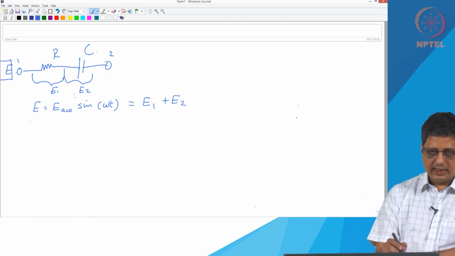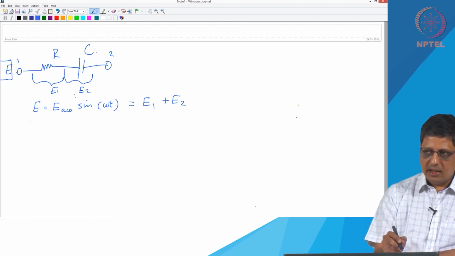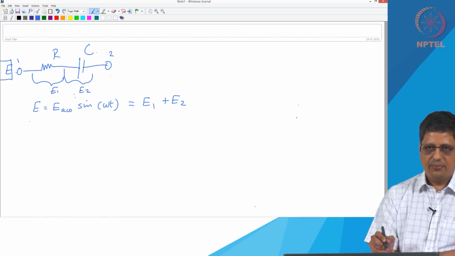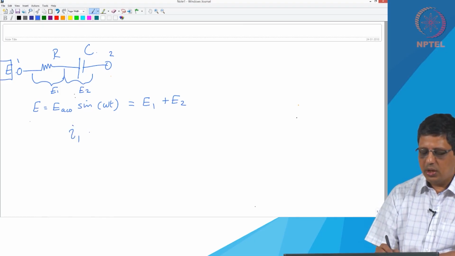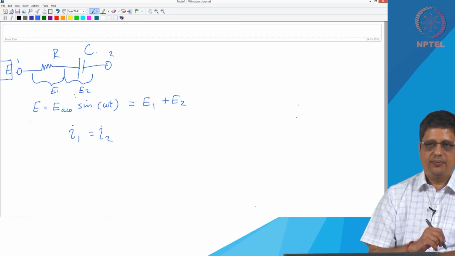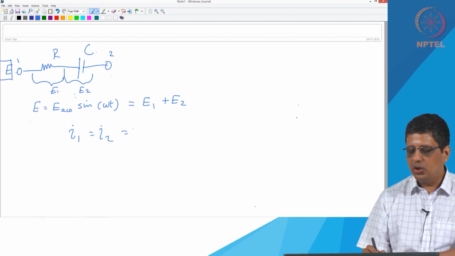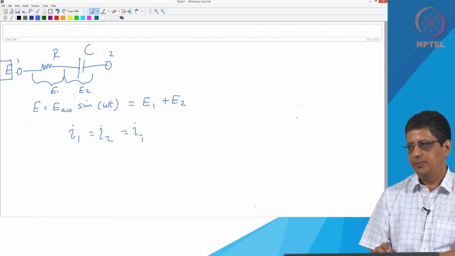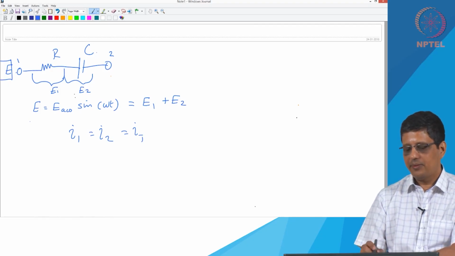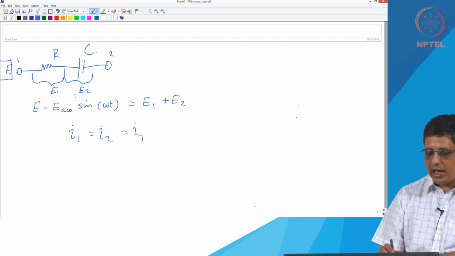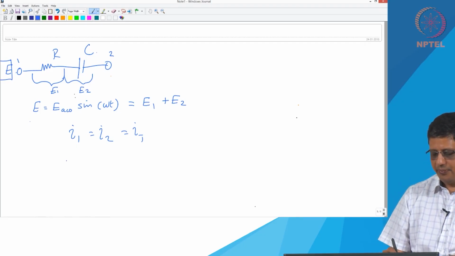Now, the current through the resistor has to be the same as the current through the capacitor. Whatever current comes here has to go. So, I will write I1 equal to I2, and that has to be equal to the total current that we measure. Now, the relationship between I1 and E1, we know that.